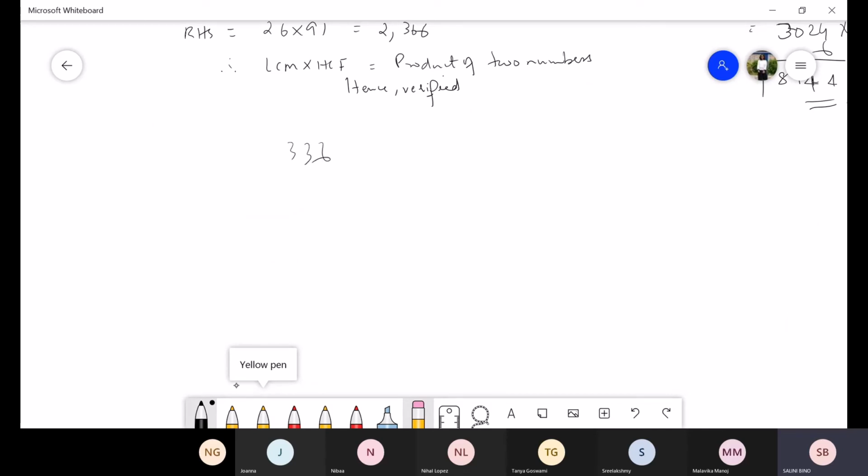So 336, when you factorize it, will be 2 raised to 4 into 3 into 7. And 54 you can write as 2 into 3 raised to 3. So HCF will be 2 into 3, 6. And LCM will be 2 raised to 4 into 3 cube into 7. And when we multiply, we are getting it as 3024.